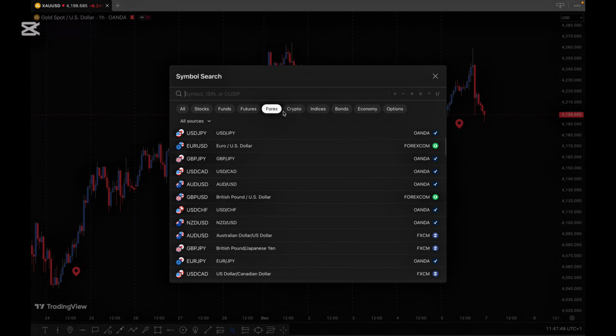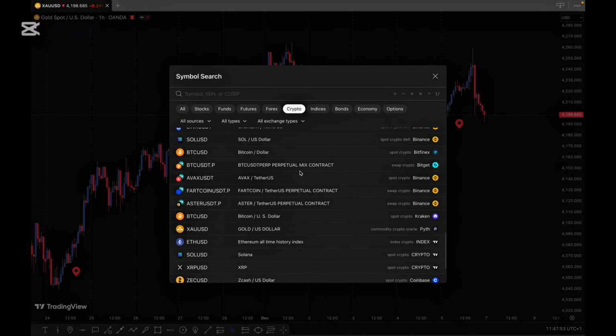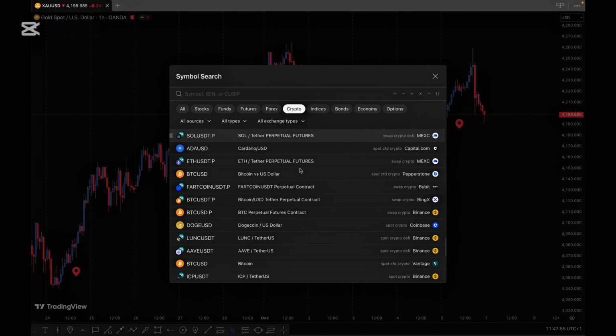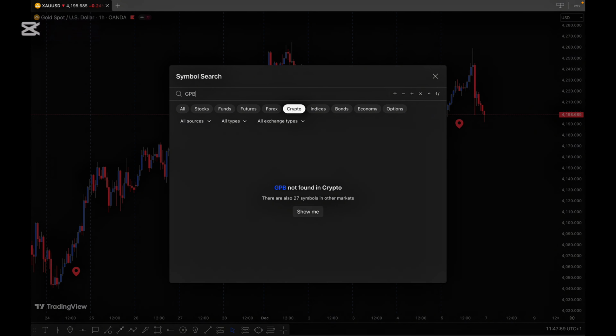So you can have other traders like a crypto trader here now, and if you come into the class of crypto, you're not going to find anything relating to forex pairs. So if I try and say maybe GBP/USD here, you see GBP/USD is not found in the crypto category because GBP/USD is a forex pair.